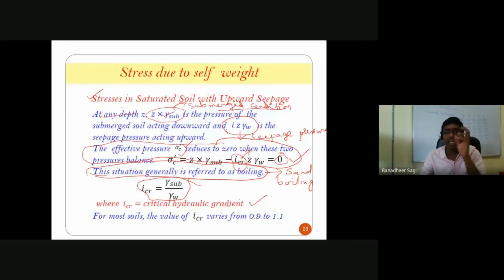But when there is an upward seepage, the submerged unit weight of the soil is in the downward direction while the seepage pressure is acting in the upward direction, automatically resulting in a situation where the effective stress becomes zero under a particular hydraulic gradient condition, which we call the critical hydraulic gradient. It is defined as the ratio of the submerged unit weight of the soil to the unit weight of water.